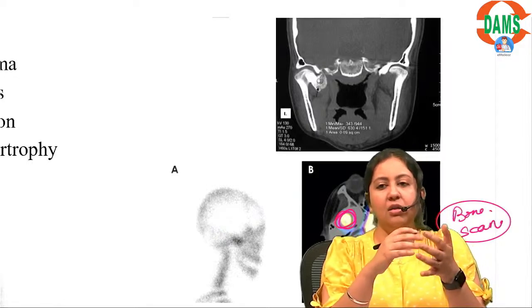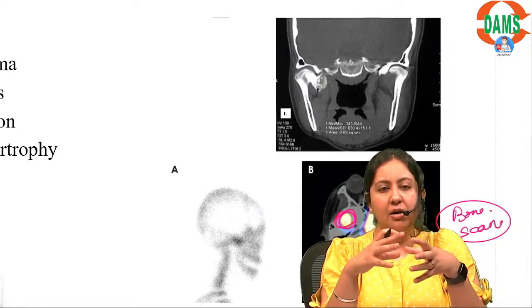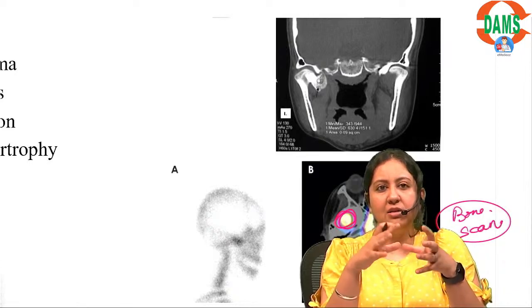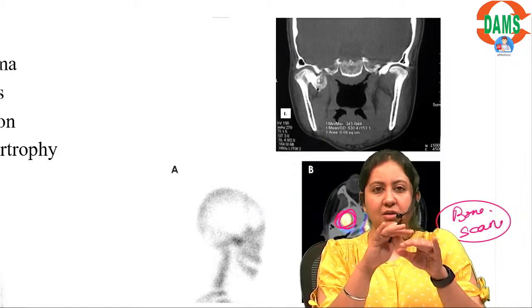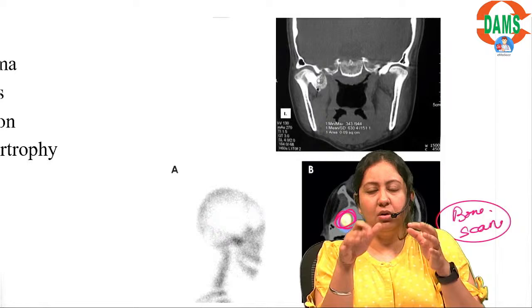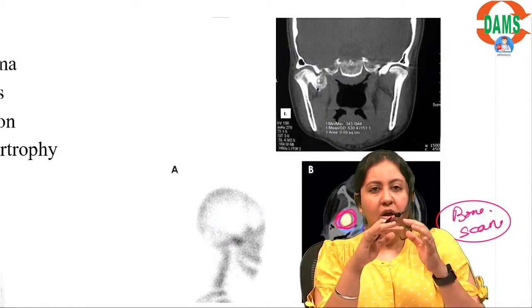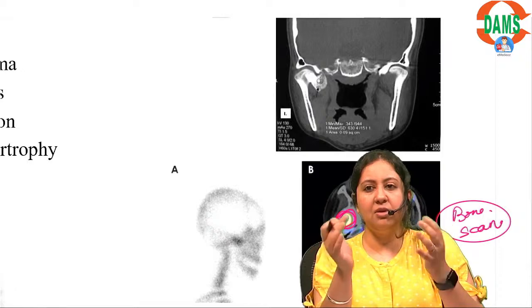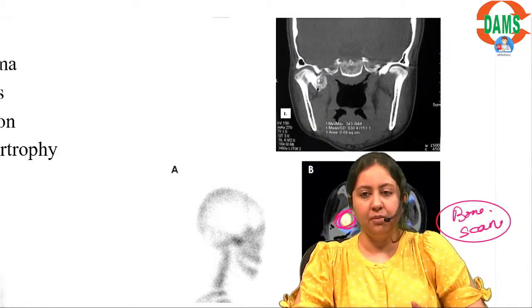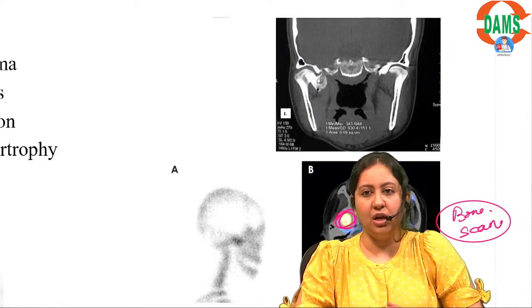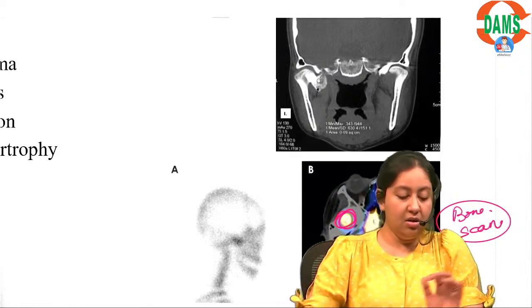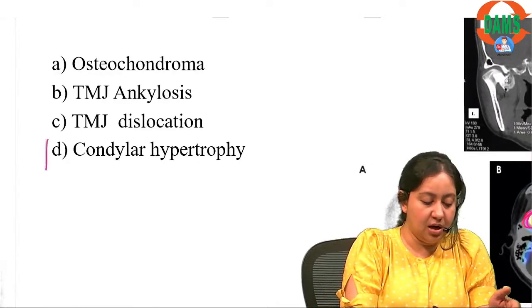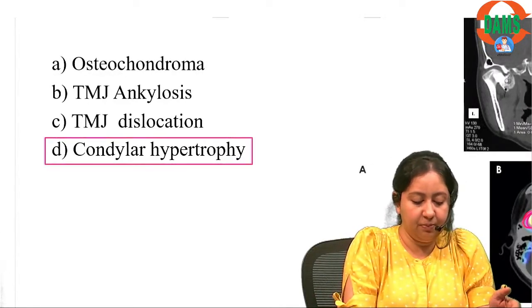condylar head, the anatomy is kind of maintained, and there is some overgrowth towards the medial side, but if you look at the outline there, it is somewhat similar to just an enlarged condyle. So if you have to choose between the two over here, given the pictures in the imaging, the best possible answer here would be condylar hypertrophy.